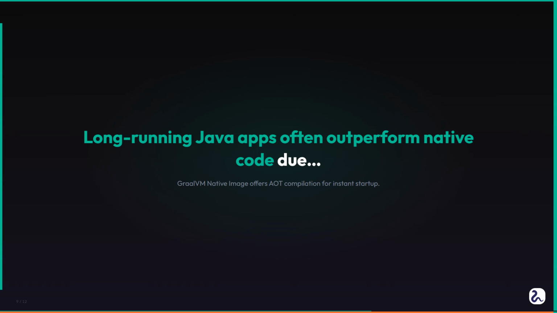However, if startup time is absolutely critical, there are solutions like GraalVM Native Image. This technology allows you to compile your Java application ahead of time into a standalone native executable, completely bypassing the JVM's startup overhead. The trade-off is that it gives up some of the JVM's dynamic optimization capabilities, as the code is fixed at compile time.